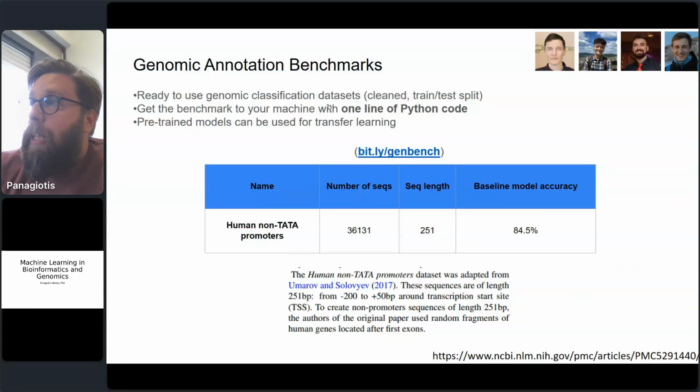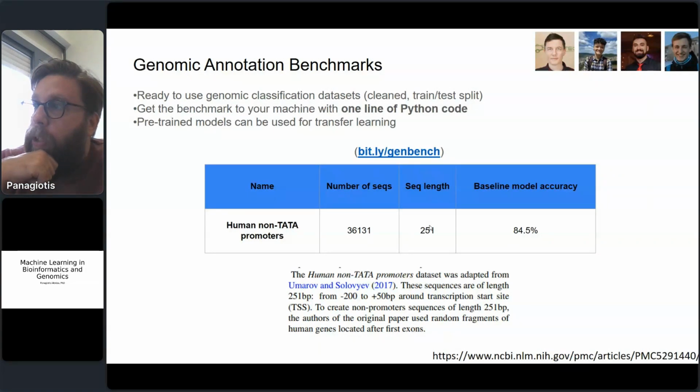So what does the data set consist of? 36,000 DNA sequences. Each sequence is 251 letters long, and the alphabet of DNA consists of 4 letters. Each position could have one of the 4 possible letters.